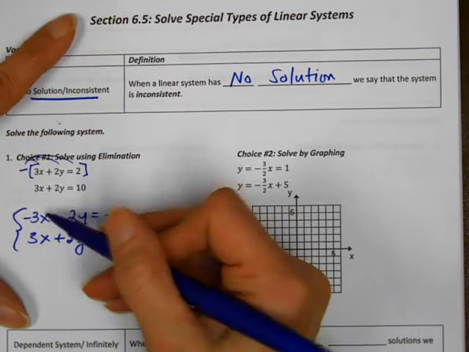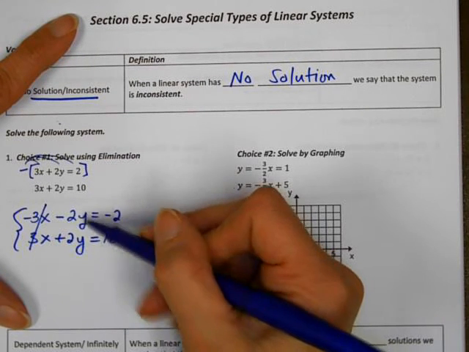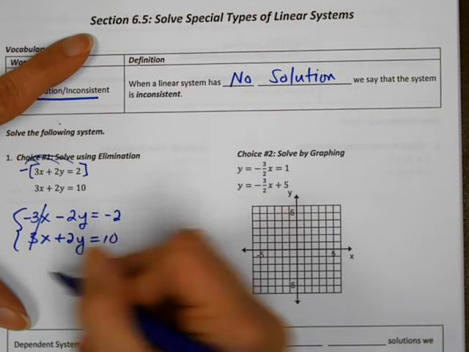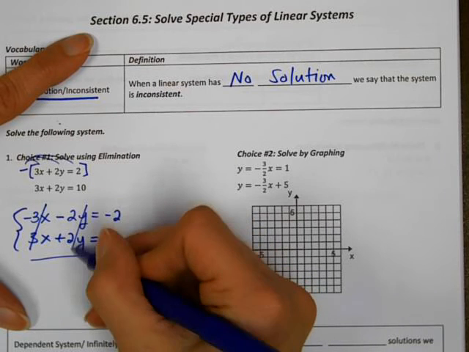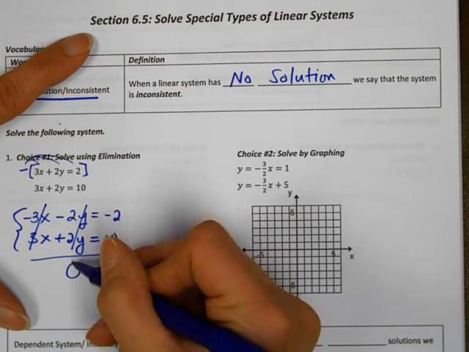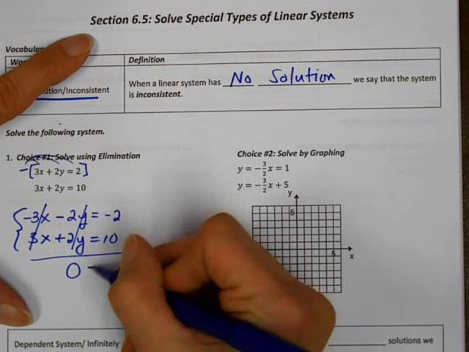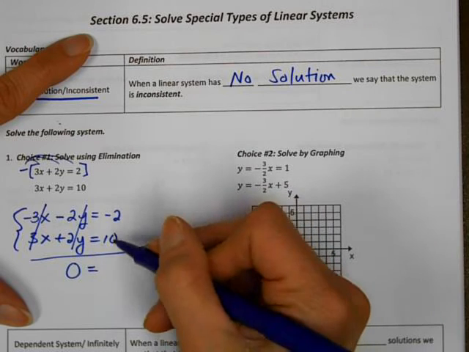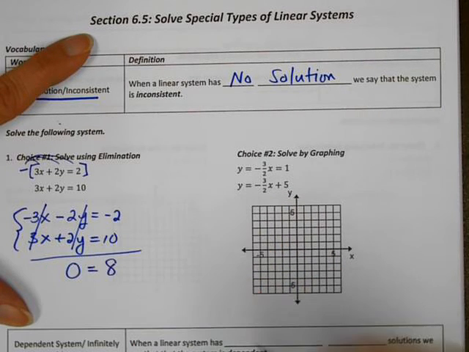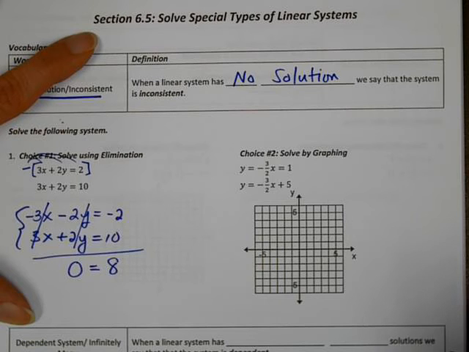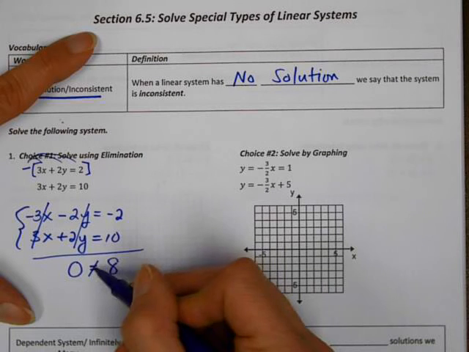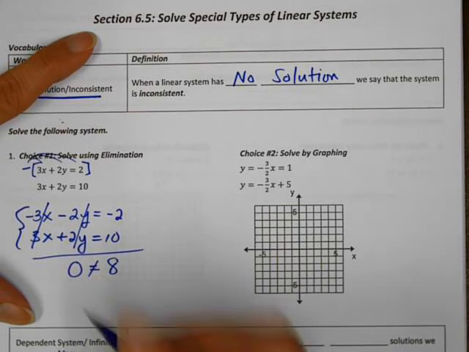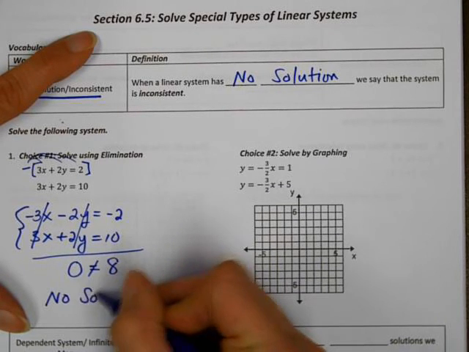So the x's eliminate. I'm going to combine the y's. Oh my, negative 2y, positive 2y. When I add those together, those also eliminate. They add up to 0. That's weird, but you have to keep going. Negative 2 plus 10, or 10 minus 2, is 8. Now you have to ask yourself, is that true? No, it's not equal, so you have to change that to a not equal. 0 does not equal 8. That's false, and so we say no solution.